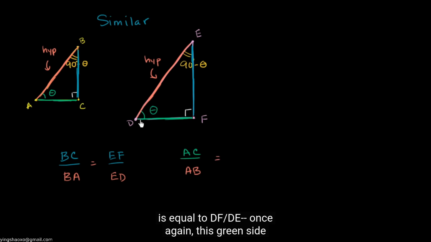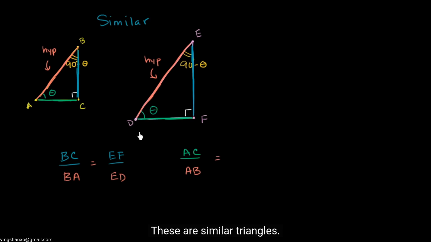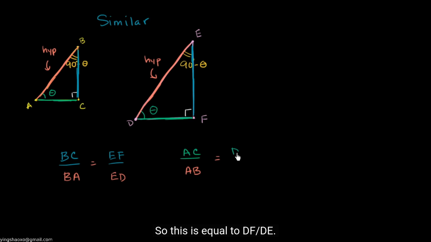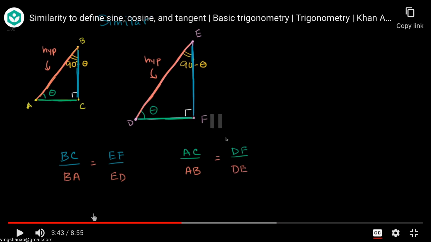Once again, this green side over the orange side. These are similar triangles. They're corresponding to each other. So this is equal to DF over DE.